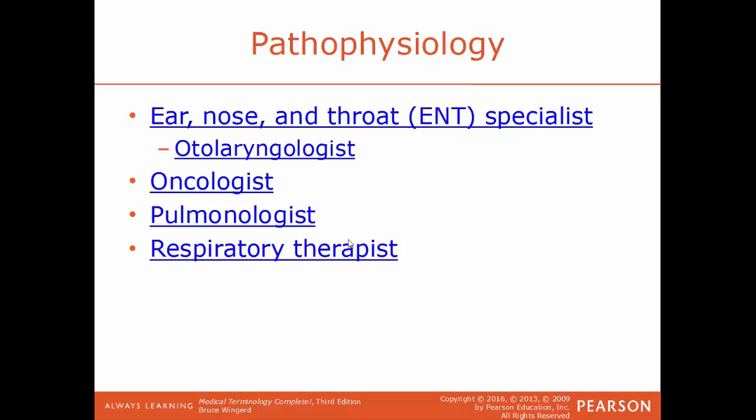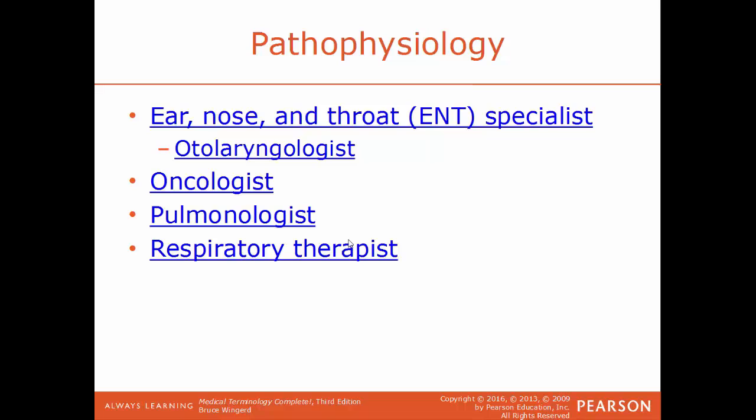Right, some common professions that may be involved with the pathophysiology of the system. The first one, the ENT specialist, ear, nose, and throat. The formal name for this profession would be an otolaryngologist. And of course, they would deal with disorders or diseases of the ear, of the nose, or of the throat. Oncologist, this is someone who studies cancer in general.